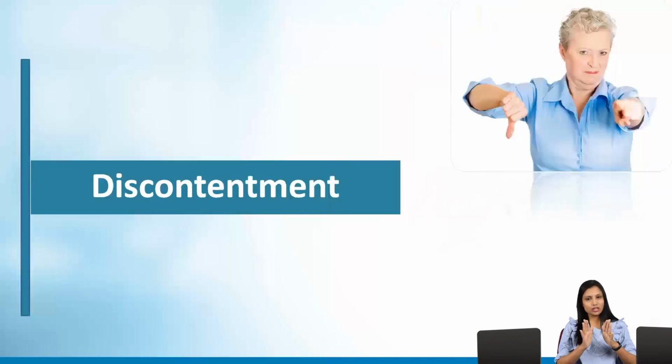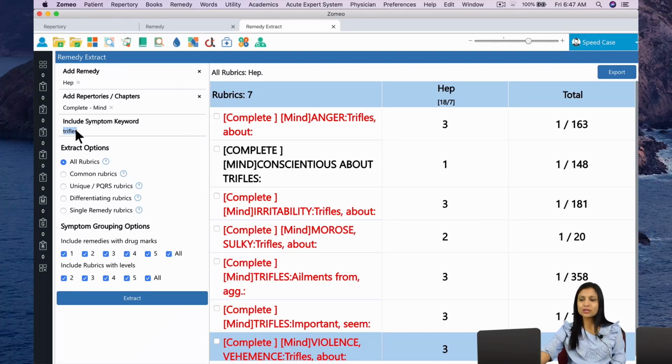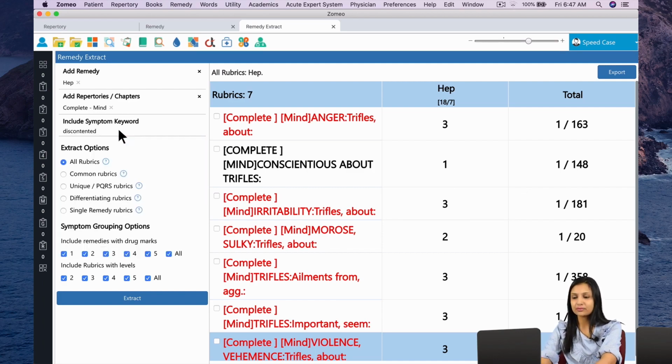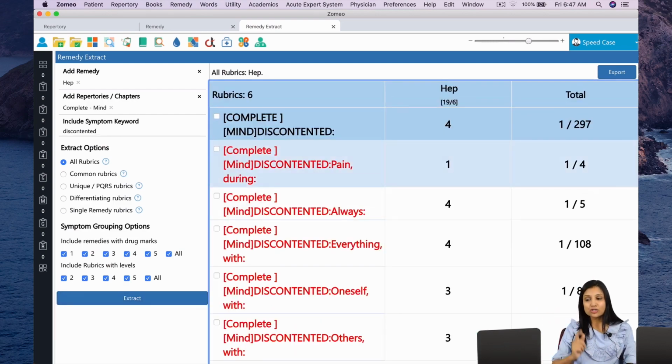Discontented. So you can see the overall picture of Hepar Sulph. Hepar Sulph is a very irritated remedy that feels that he is suffering a lot. And that is why there is a lot of discontent in Hepar's life. Let's see how this discontentment is reflected in the repertory. Again, in the Materia Medica extract, in the symptom keyword, we will put the word discontented. Click on extract. And you see there are 6 rubrics for discontentment in Hepar.